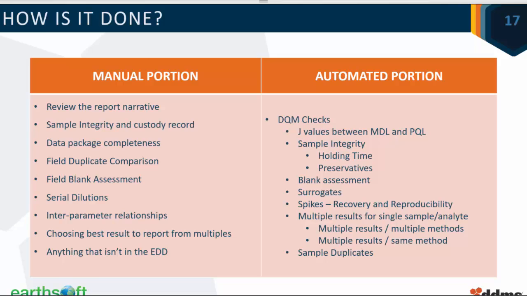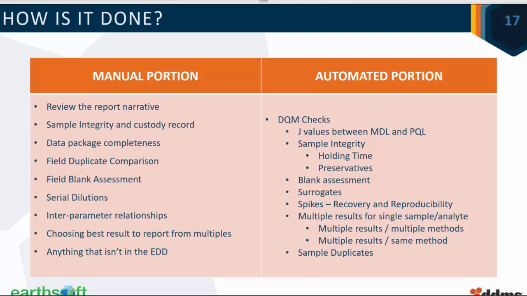Again, DQM can help you with that because it'll point out what is out of hold and the things that are exceptions, but the data reviewer actually has to go in and choose those things and set that to the reportable. And then anything that isn't in the EDD obviously has to be looked at manually. So the automated portion, the things that we count on DQM to do, are things like this.